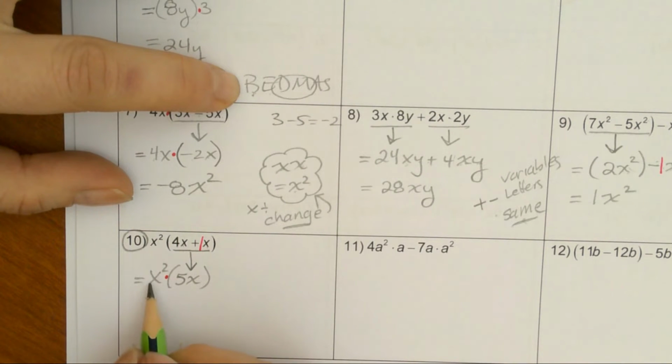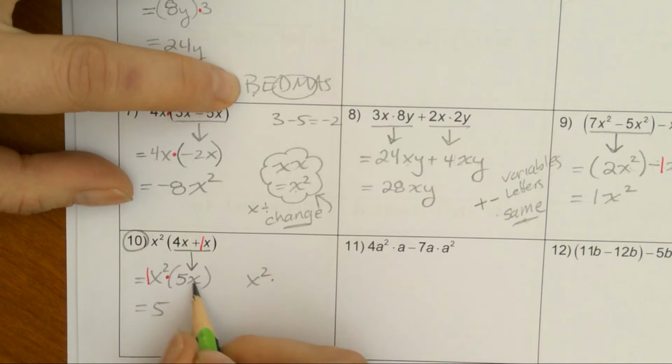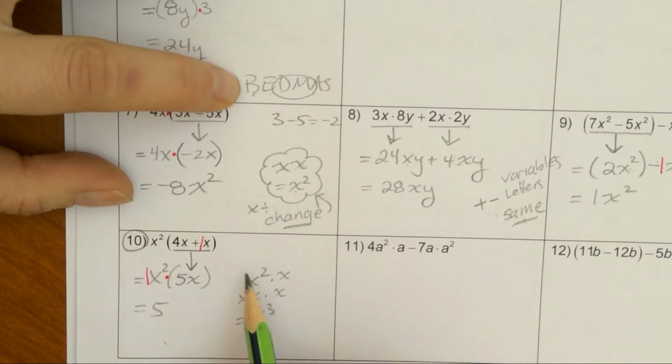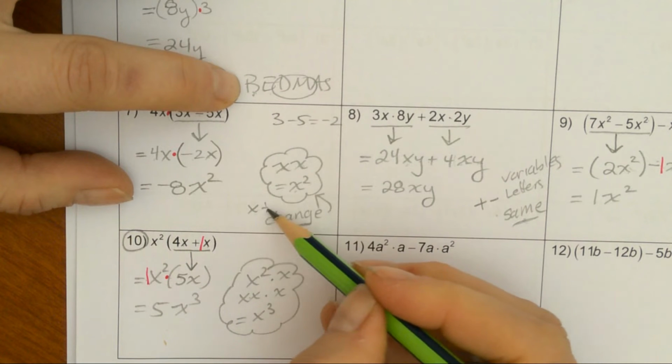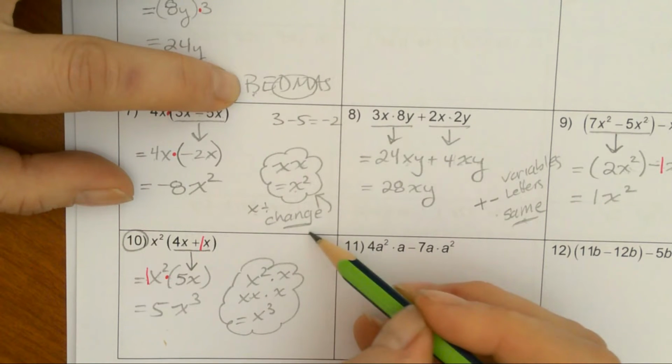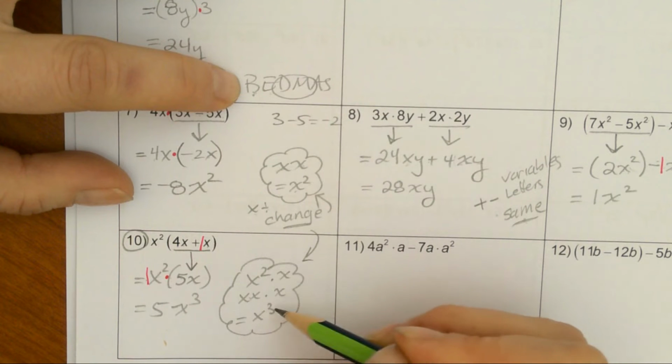So in front of here there's a 1 hiding. So it's 1 times 5. And then I have an x squared times an x. Well, this is really xx. And an x. How many x's do I have? x cubed. So I have 3 x's. So here I have 2 x's and here I have 1 x, so together I have 3 x's. So when I multiply or divide, I have to change the exponents. I put them together.